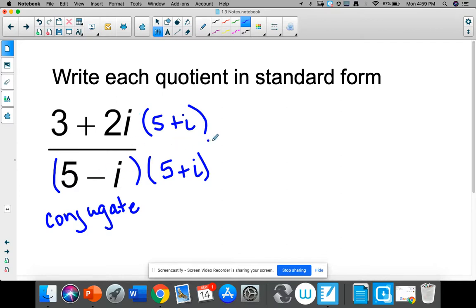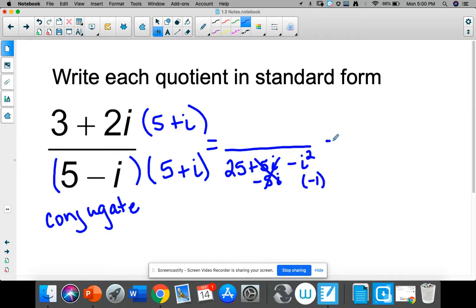So when we multiply by our conjugate, we get 5 times 5, 5 times i, negative i times 5, and negative i times i. Well, these two pieces go away. i squared is equal to negative 1. So our denominator turns into the number 26.